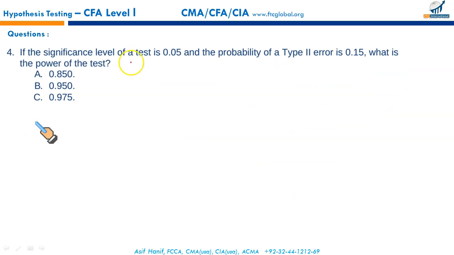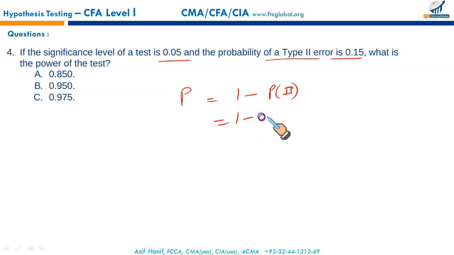Next, if the significance level of a test is 5% and the probability of type 2 error is 15%, what is the power of the test? We've just done it a little while ago. The power of the test is 1 minus probability of type 2 error. So it's going to be 1 minus 0.15. That is 85% or 0.85. So that makes A the correct option.